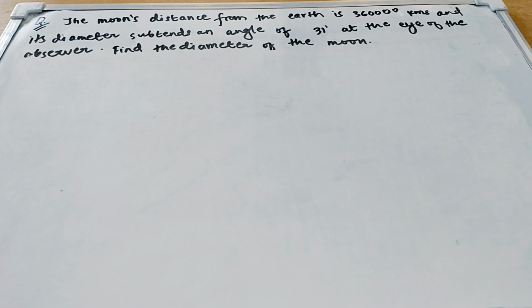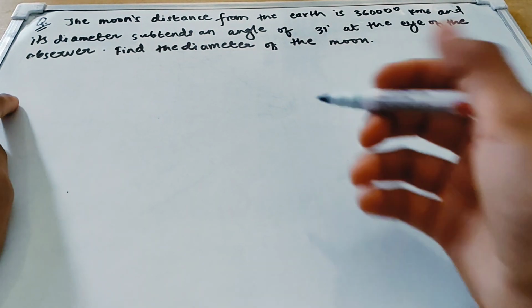The moon's distance from the earth is 360,000 kilometers and its diameter subtends an angle of 31 minutes at the eye of the observer. Find the diameter of the moon. This question will be easier to understand once we draw the diagram.